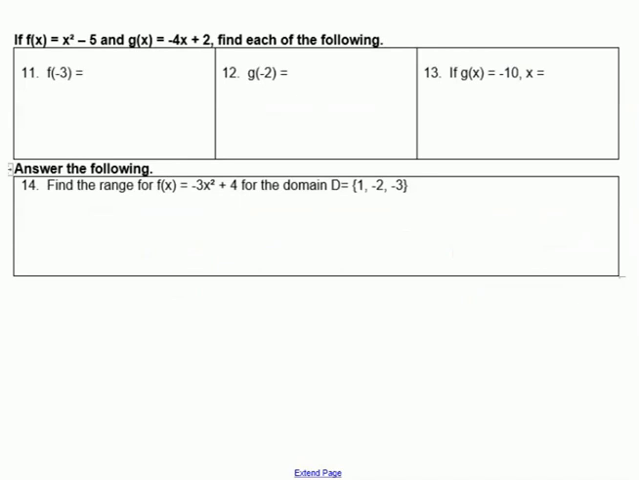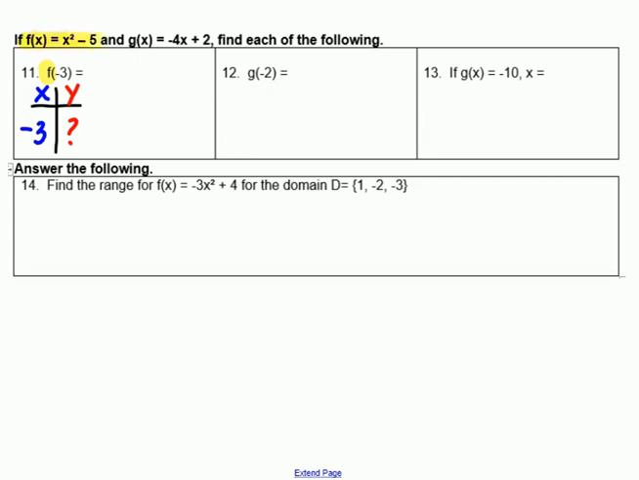If f of x equals x squared minus 5 and g of x equals -4x plus 2, find each of the following. Number 11, f of -3 equals. Well, this literally means what is y, the output, when the input x is -3 using function f.